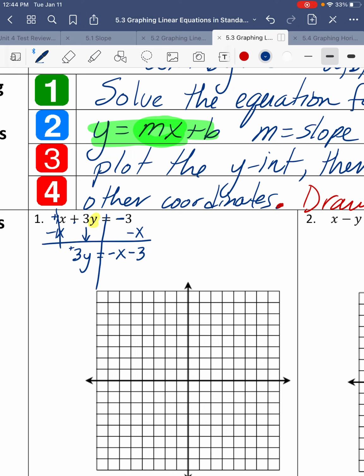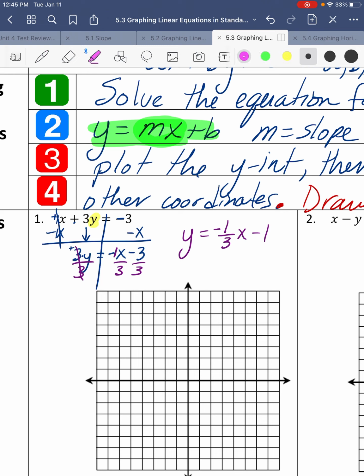Now, to get the y totally by itself, we have to think, how is that 3 attached to the y? Well, what operation? Well, it's multiplication. The opposite of multiplication is division. So we're going to divide by 3 and divide every term by 3. And now this equation becomes y equals, so 3 divided by 3 is 1. 1 times y is y. We have a negative x. That doesn't really look very good. So we're going to put a negative 1 there. So negative 1, I'm going to pull that fraction out front, negative 1/3 times x, and then 3 divided by 3 is 1.